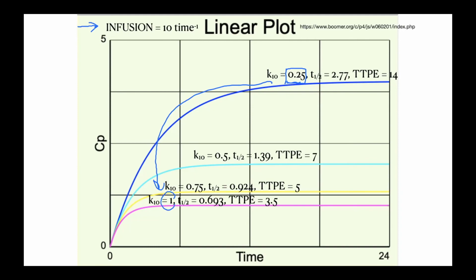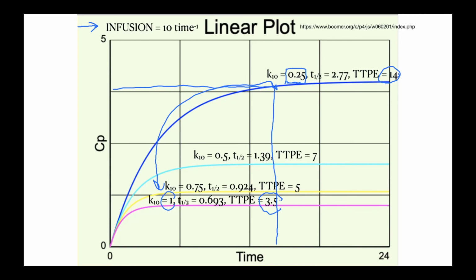So the time to steady state or time to peak effect here is 14. So it's approximately about here where it reaches steady state or its time to peak effect. Whereas as you increase your elimination rate constant, you can see that the time to peak effect is 3.5. Okay, so it gets quicker.